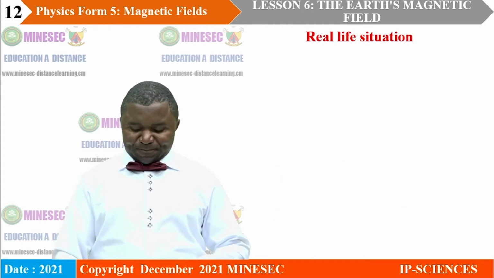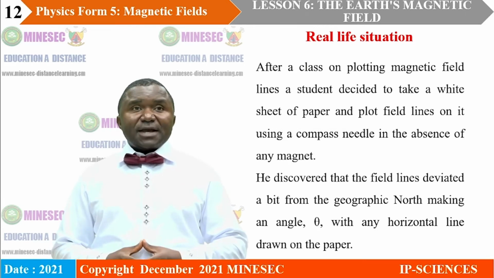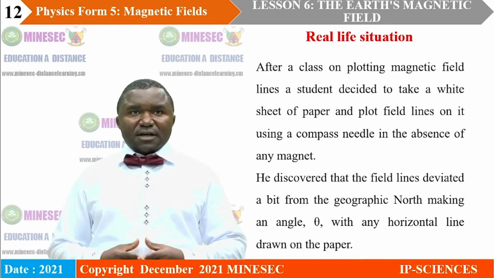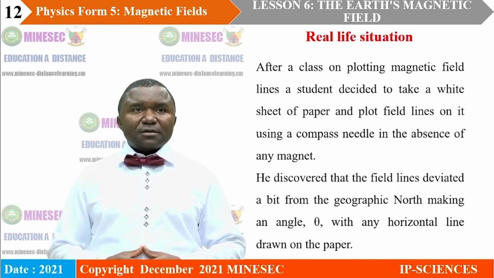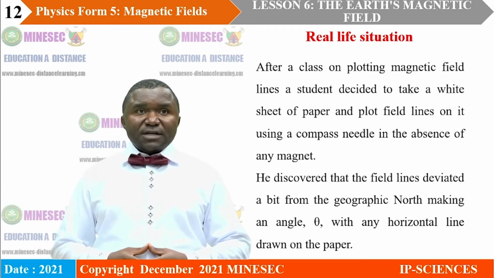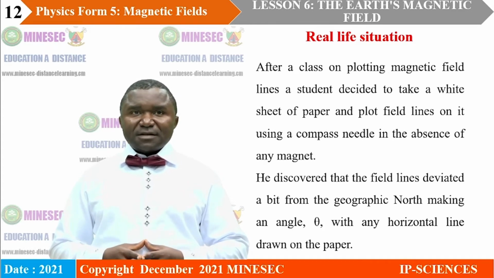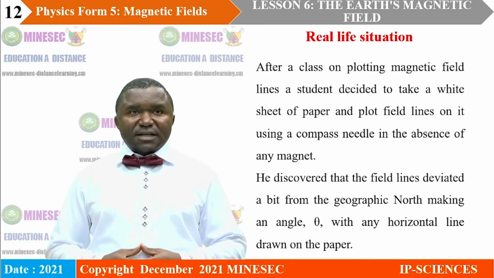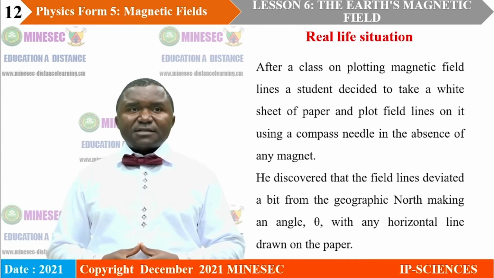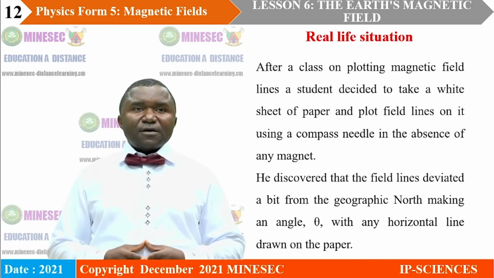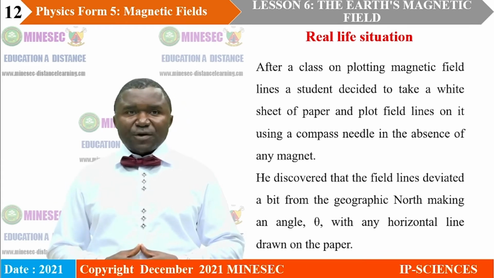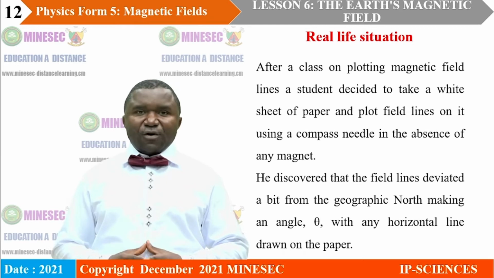Real life situation. After a class on plotting magnetic field lines, a student decided to take a white sheet of A4 paper and plot field lines on it using a magnetic compass needle in the absence of any magnet. He discovered that the field lines deviated a bit from the geographic north, making an angle theta with any horizontal line drawn on that piece of paper.